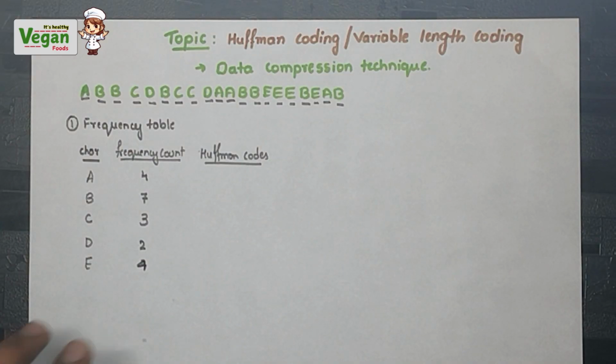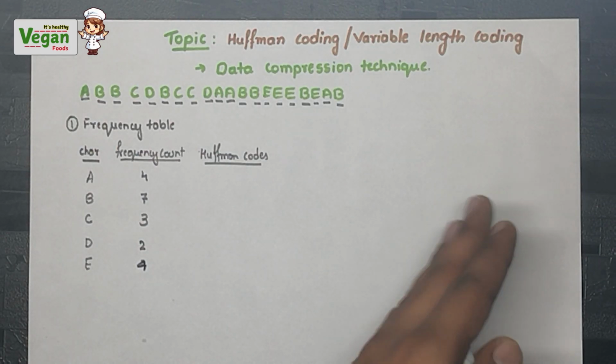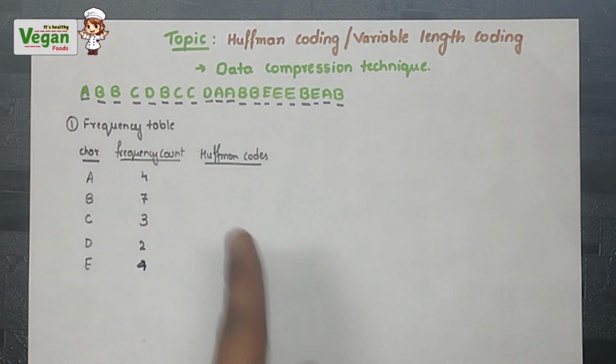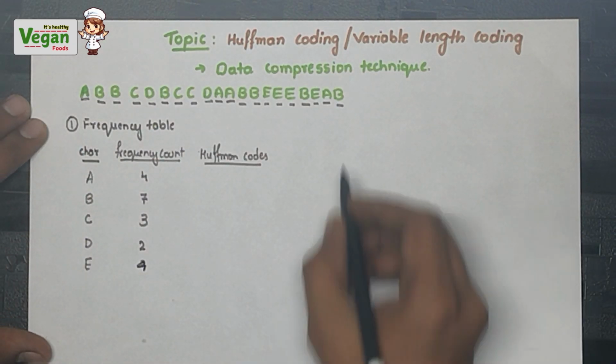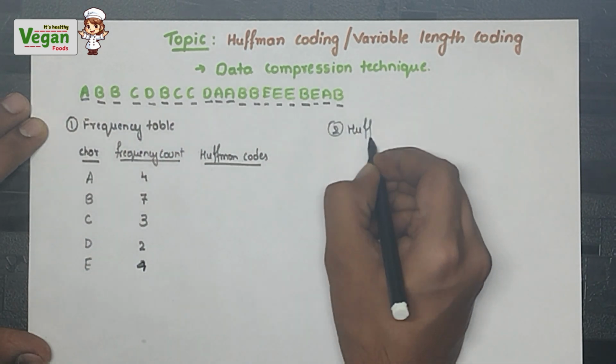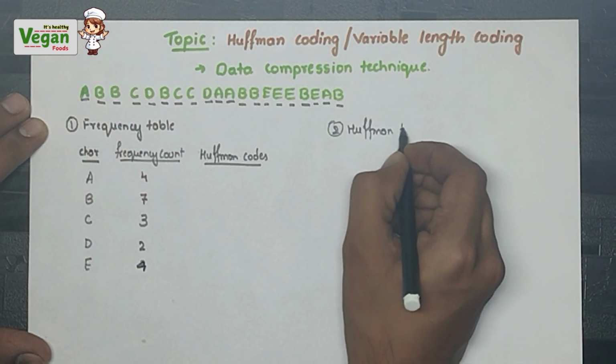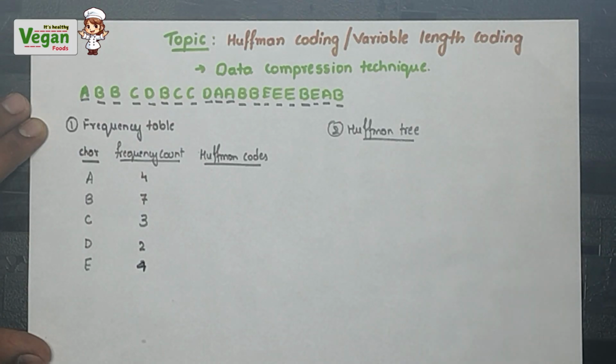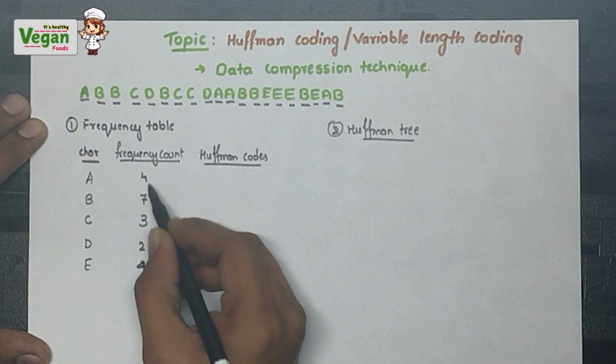Now we have filled the two columns of the frequency table. That is the first step. Now let's move on to the second step, where we fill in the Huffman codes for each of the characters. In the second step, we will be drawing the Huffman tree.